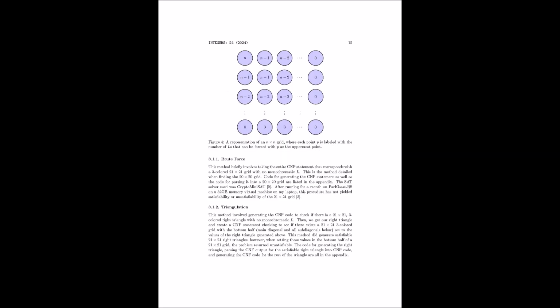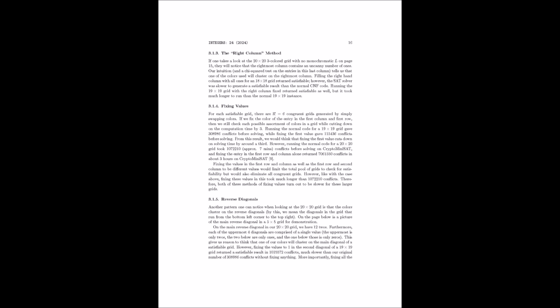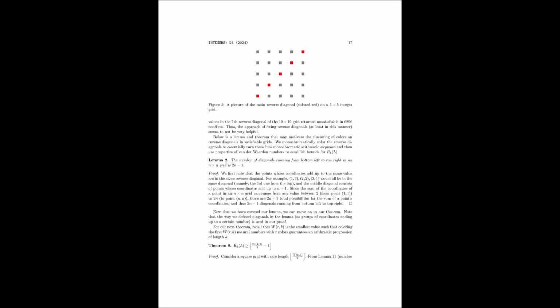It really highlights the hidden structure within this seemingly simple problem, doesn't it? It really does. We've been talking a lot about the upper bound, but what about the lower bound for R3L? What's the smallest grid size where we know we can avoid that monochromatic L? Well, the research mentions that the current lower bound is 21.